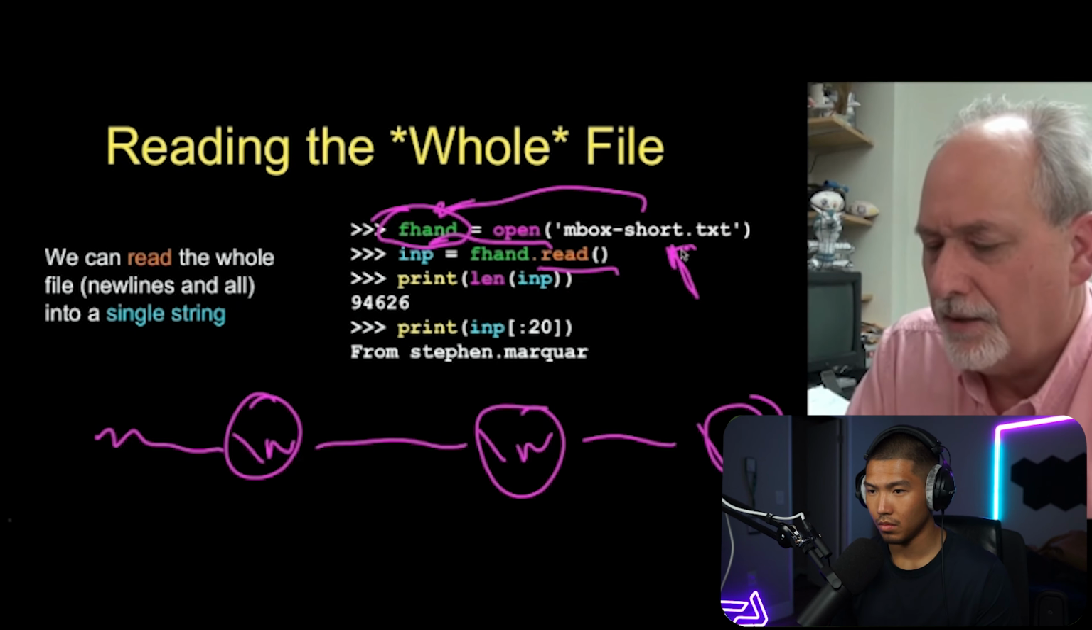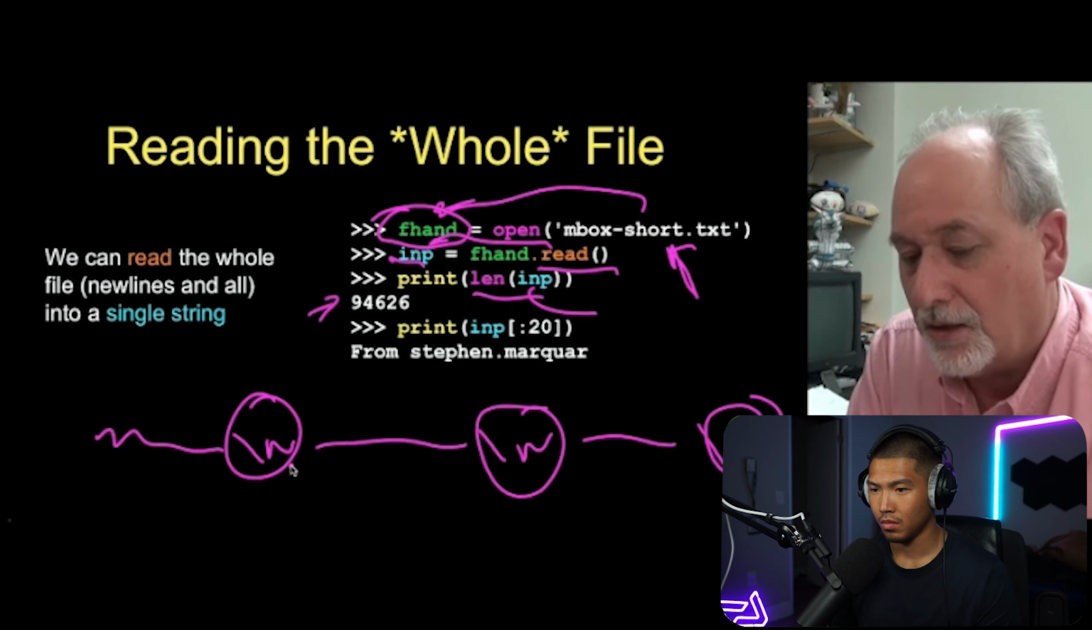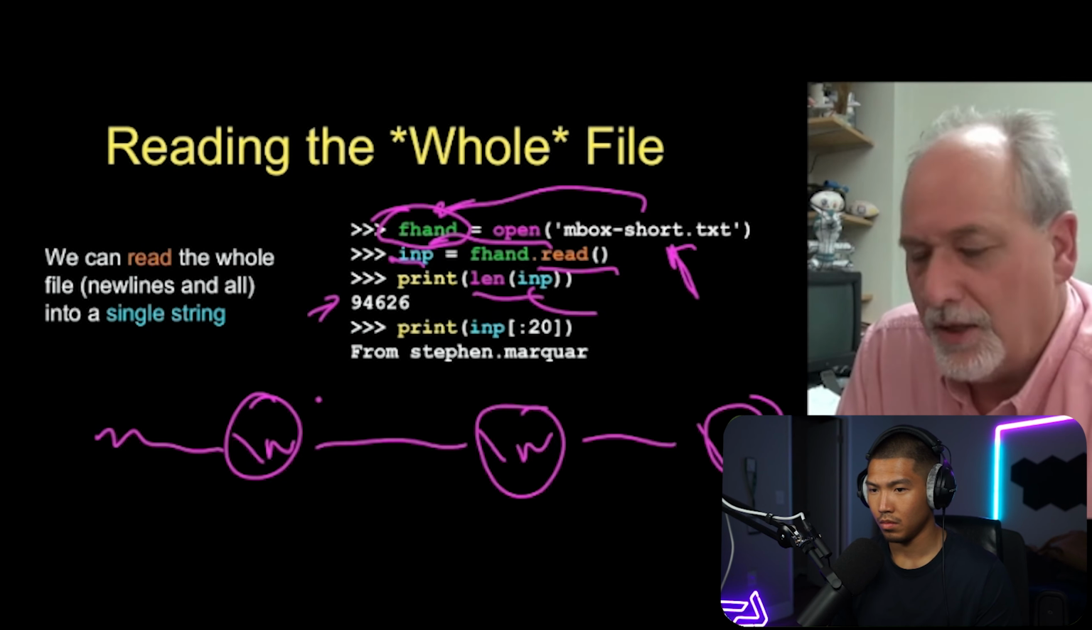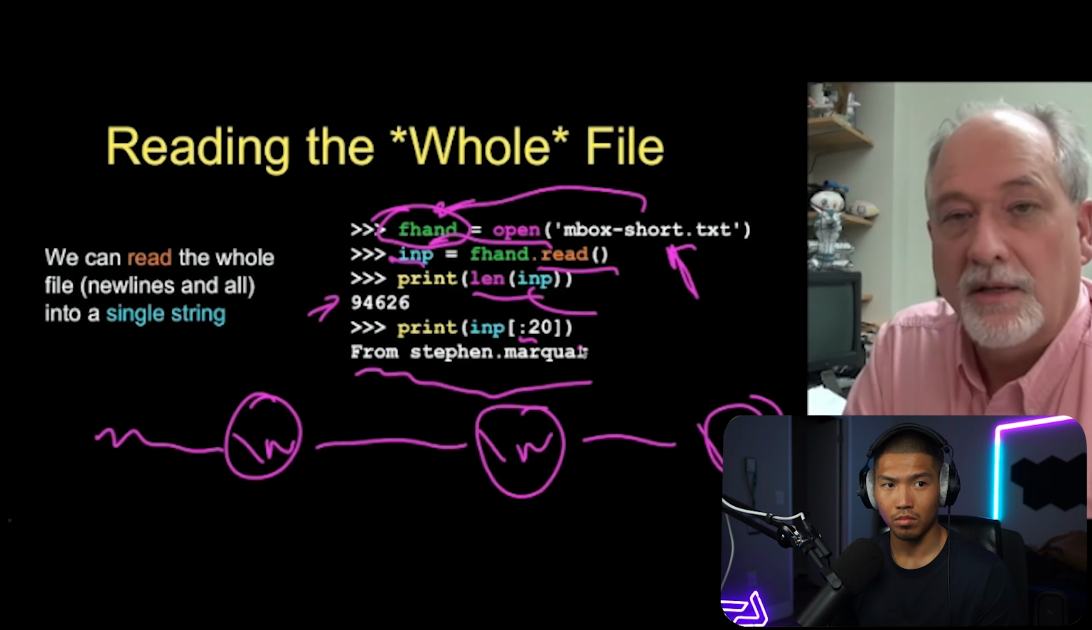I picked a file that was short, and so this variable now has a string in it, and I can pass that string into the len function, and it says 94,626 characters. That's a small little file, and perfectly okay to read it all in one go. Now I print just the first 20 characters, and it shows that the first 20 characters of that little file are a From line, because this is a mailbox file.